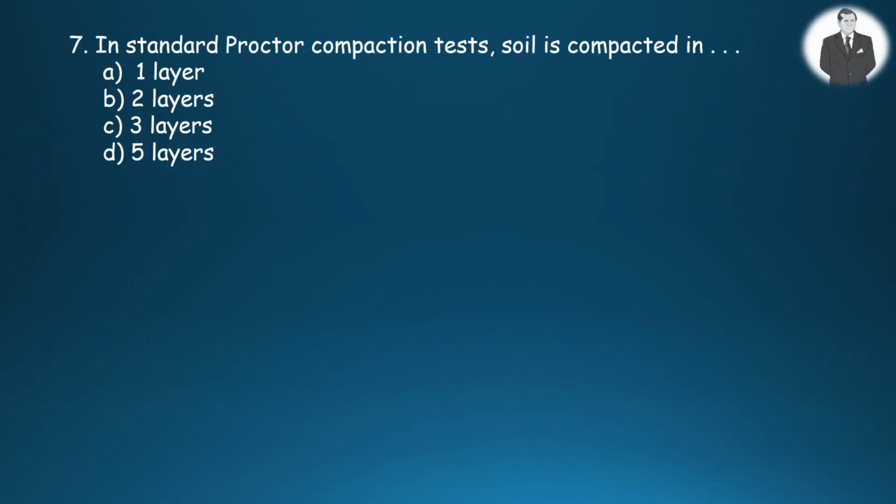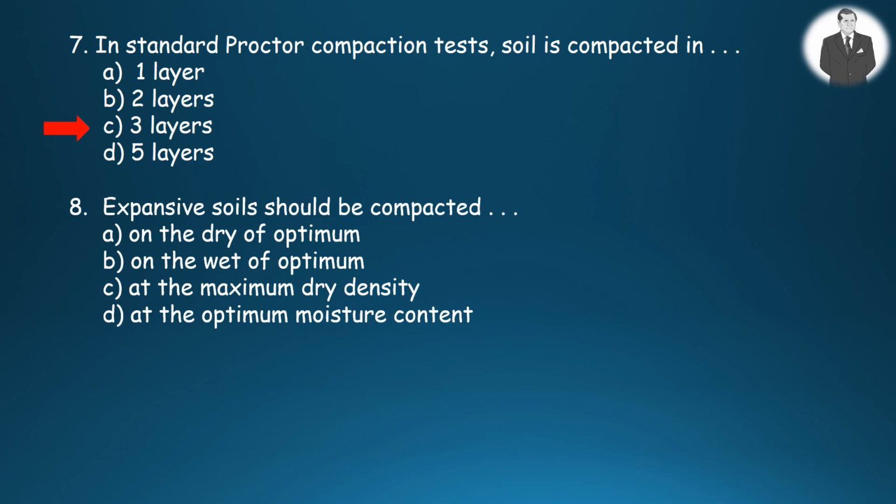In standard compaction test, soil is compacted in, yes, the answer is C. It is compacted in 3 layers. Good job. Another question: expansive soils should be compacted. No idea? Come on. The answer is B, on the wet of optimum.